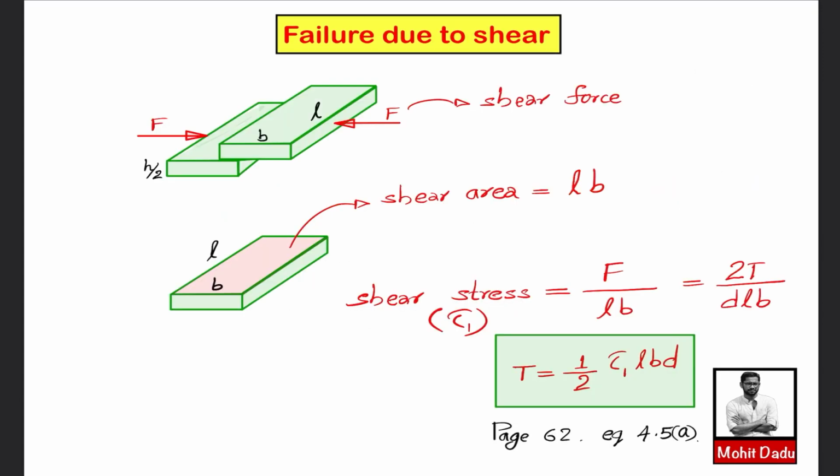First we will see the failure due to shear. If the key is failing by shear, then F will be the shear force which tries to shear the key across this section. So it will split into two parts. If I evaluate, H by 2 is coming in the shaft, B is the width and L is the length of the key.